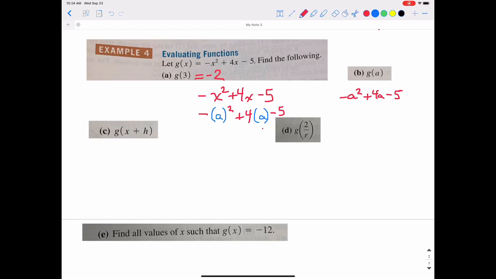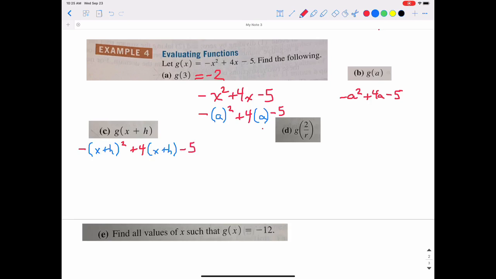Part C gets a little bit more interesting because now we're going to replace x plus h in for each one of the x's. So what that's going to look like will be negative x plus h squared plus 4 times x plus h minus 5.